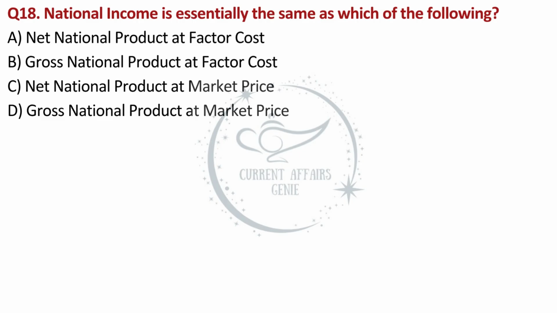National income is essentially the same as which of the following? Option A. Net national product at factor cost. Option B. Gross national product at factor cost. Option C. Net national product at market price. Option D. Gross national product at market price. Correct answer. Option A, net national product at factor cost.